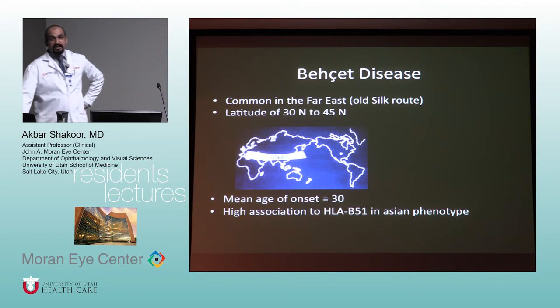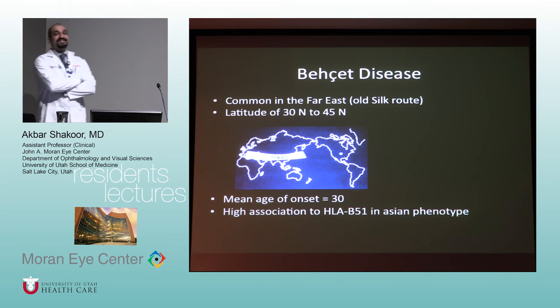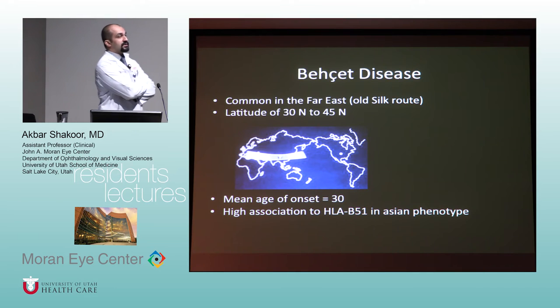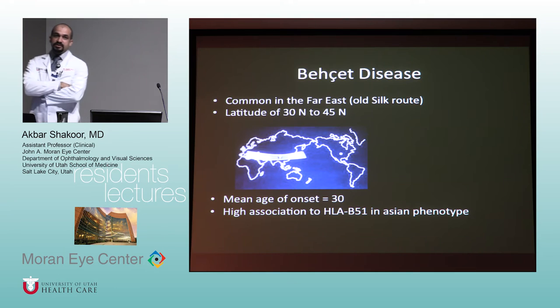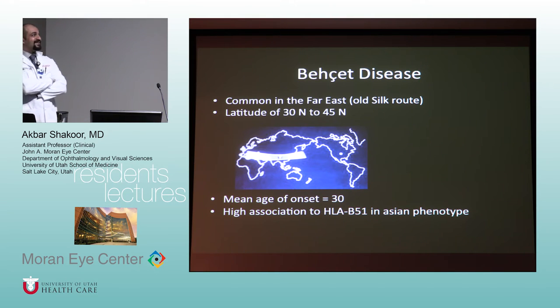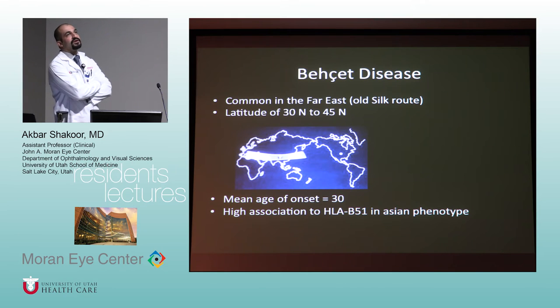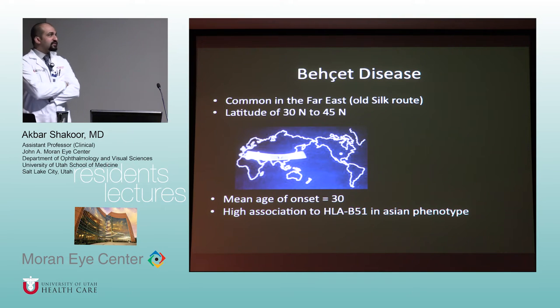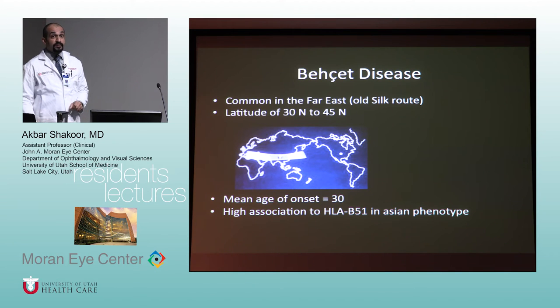In the Asian phenotype, so I'm talking East Asian, in Japan and in China and in Vietnam, you'll find a high association with the HLA-B51 haplotype, however, that's not always the case. So in the European variant, you won't find that. Doing an HLA-B5 or B51 is not really useful for the diagnosis of Behçet's disease at all. But they'll ask for it on your boards, so I'm like, HLA would be B51 and B5. I never test for that.